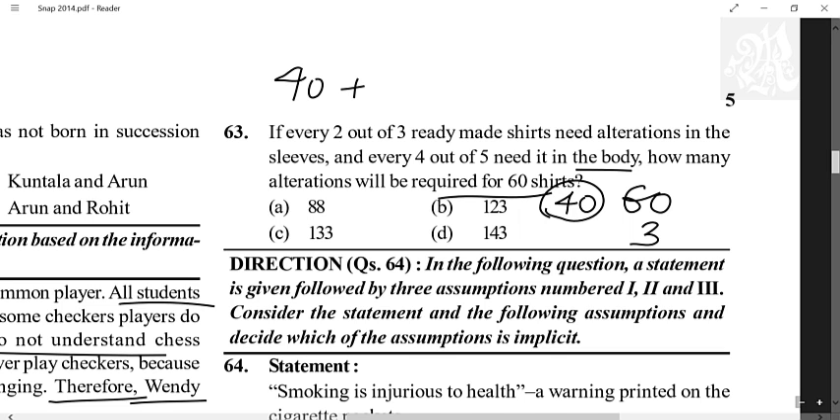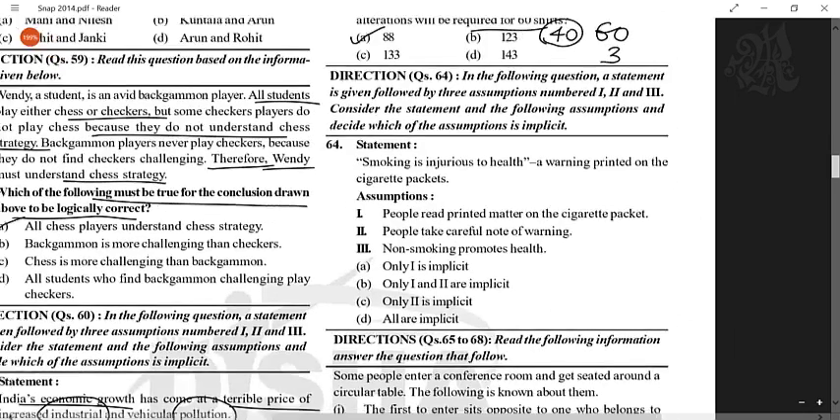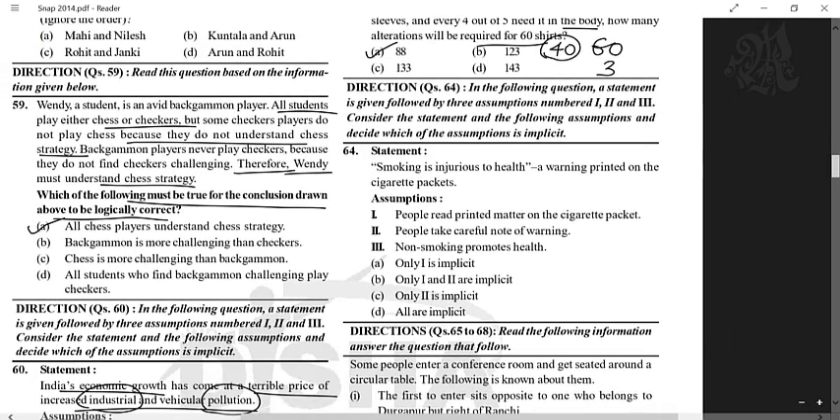Plus 4 out of 5 need body alteration. So if 5 is 60, 4 is going to be 48. So the total number of shirts that need alteration is going to be 88. A very simple one. Again, a miscellaneous logic. I told you miscellaneous is going to be the easiest of the lot in logical reasoning.